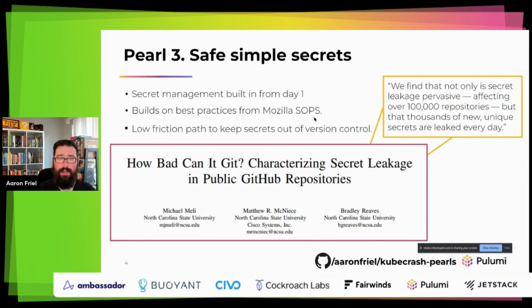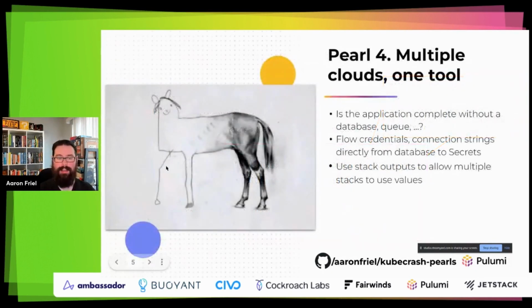Going to the fourth pearl, which is multiple clouds, one tool. With Pulumi, we can deploy across multiple providers in the same program. This enables application developers and owners to keep the database, the queues, the S3 buckets, anything that's essential to their program deployed locally and in the same infrastructure as code as their application. This is part of shifting left.